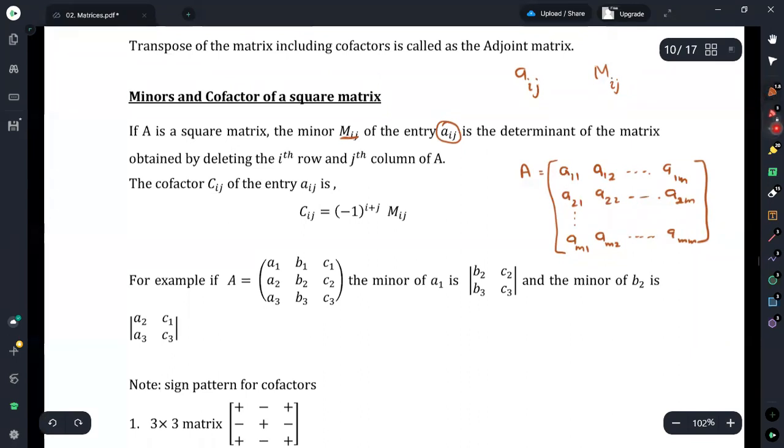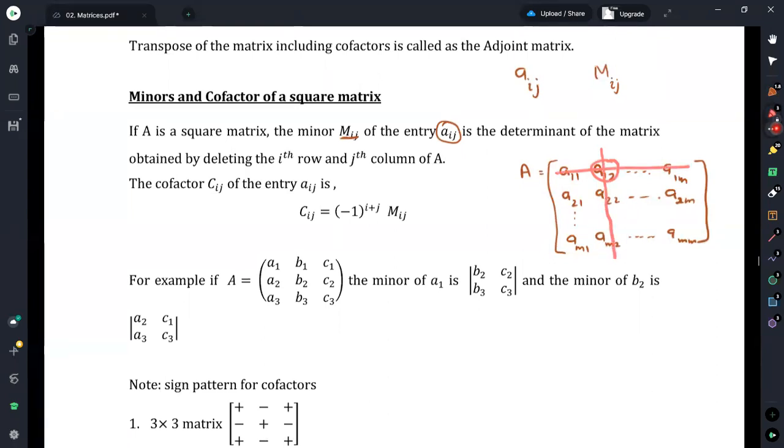It is quite simple. Suppose that you need to obtain the minor for this A12. What we have to do is eliminate the row and the column associated with the element we selected, and then take the determinant of the remaining elements of this matrix. This is how we obtain the minor for each element. In a similar way, we have to obtain the minor for each and every element in the given matrix.